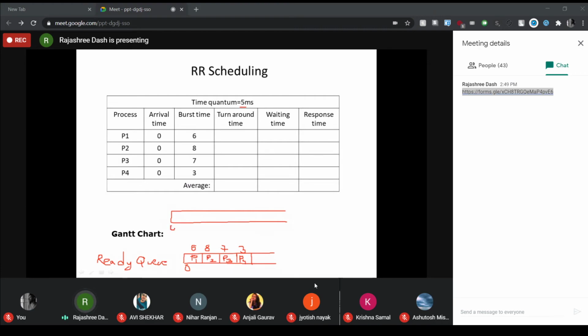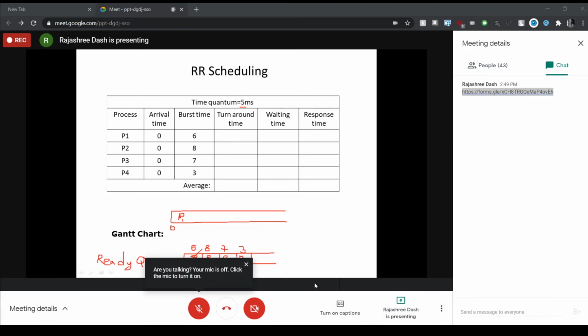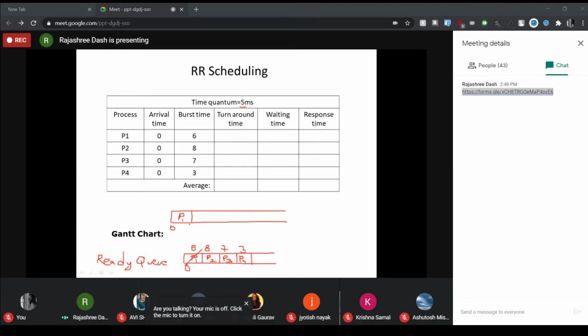So at time 0, the way we choose the first process which enters the ready queue first, the same procedure will be used. So here it will first choose the process P1. So at time 0, P1 will be allocated to the CPU first. Now in first come first serve scheduling, P1 continues up to its termination. But here P1 will continue for one time quantum. That means it will continue up to 5.